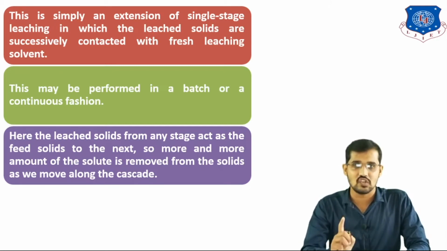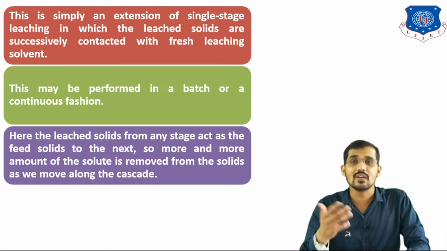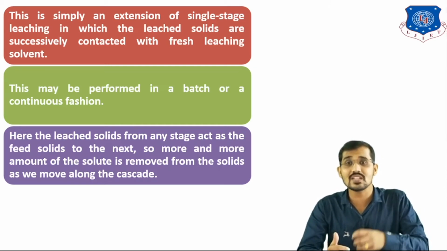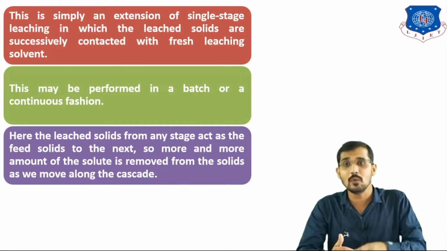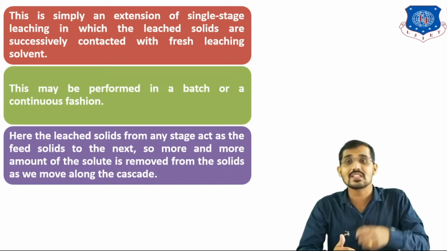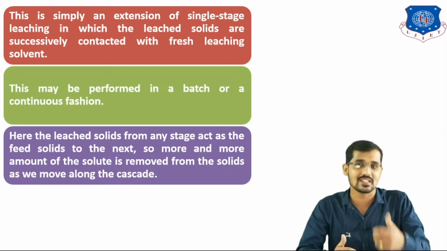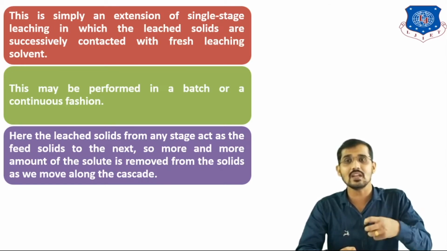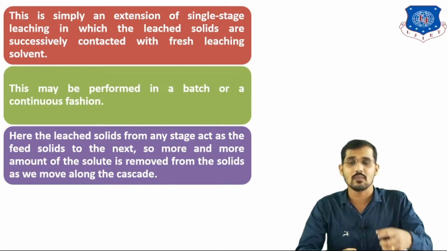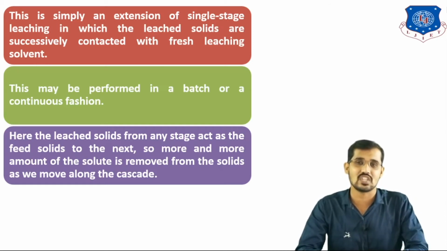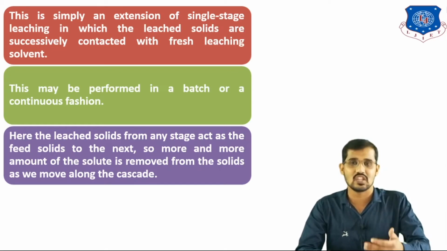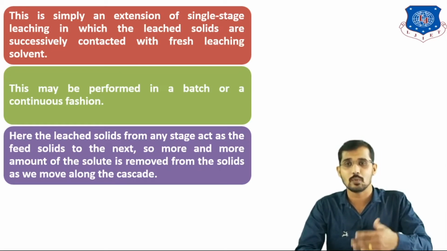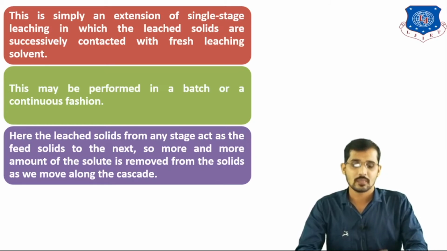Cascade means a single stage, and here we are using more than one stage. Why are we using more than one stage here? Because we want to increase the efficiency of the leaching process. Whatever amount of solid remains in the underflow stream from the first stage, we can extract in the second stage. After that, whatever amount remains in the underflow stream from the second stage, we can extract in the third stage. That's why we are using multi-stages here, to increase the efficiency of the leaching process.